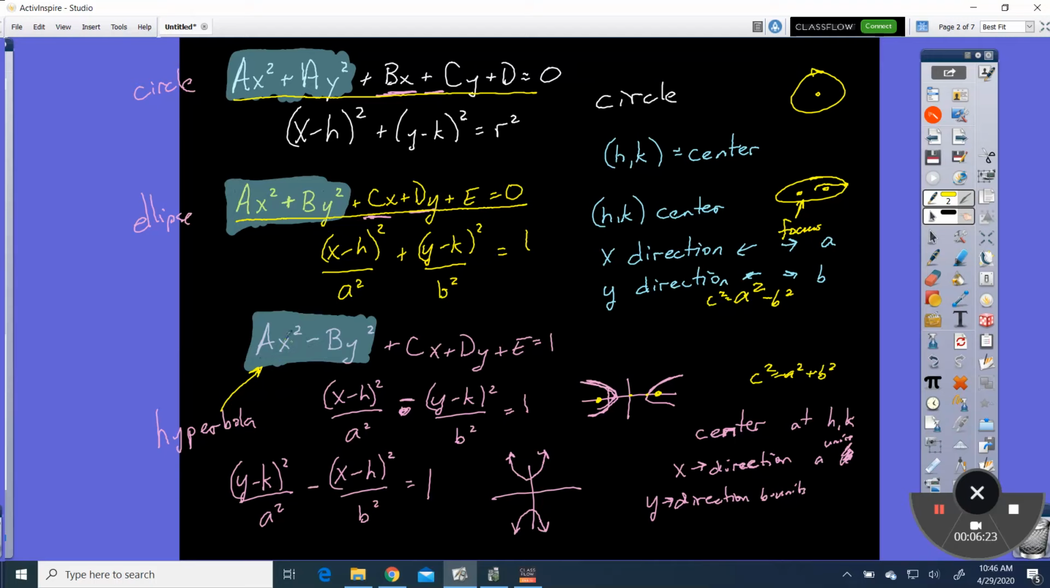On a parabola, only one of them is squared. So you're either going to have ax squared plus bx plus cy, or you're going to have ay squared plus bx plus cy, something like that. Okay, but only one of them will be squared. You won't have two different ones that are squared. So again, (h, k) is the center.